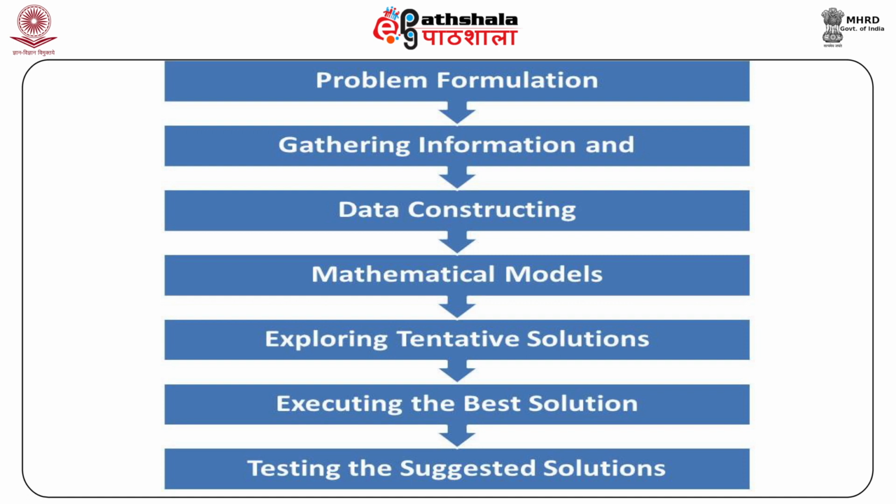The logical sequence of the management science quantitative school of management can be summed up as: number 1, problem formulation; number 2, gathering information; number 3, data construction; 4, mathematical models; 5, exploring tentative solutions; 6, executing the best solution; and lastly, 7, testing the suggested solution.